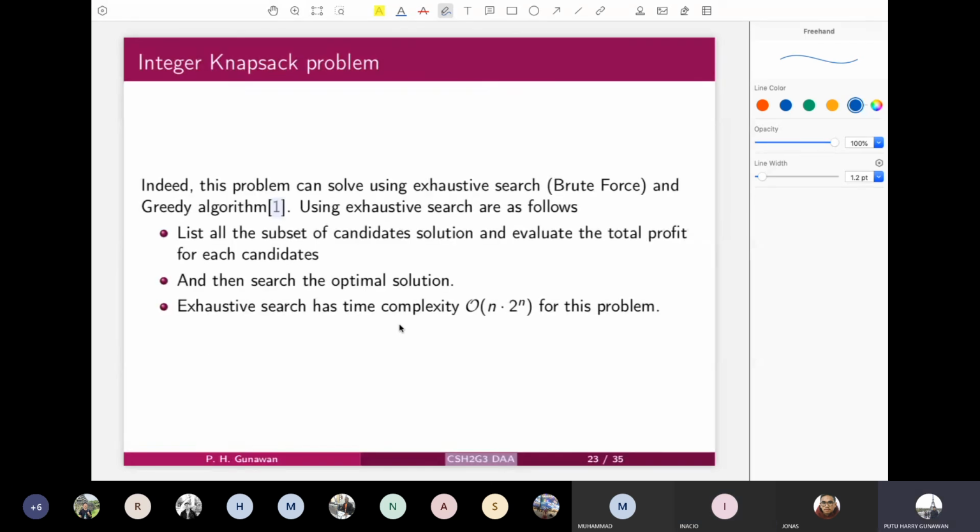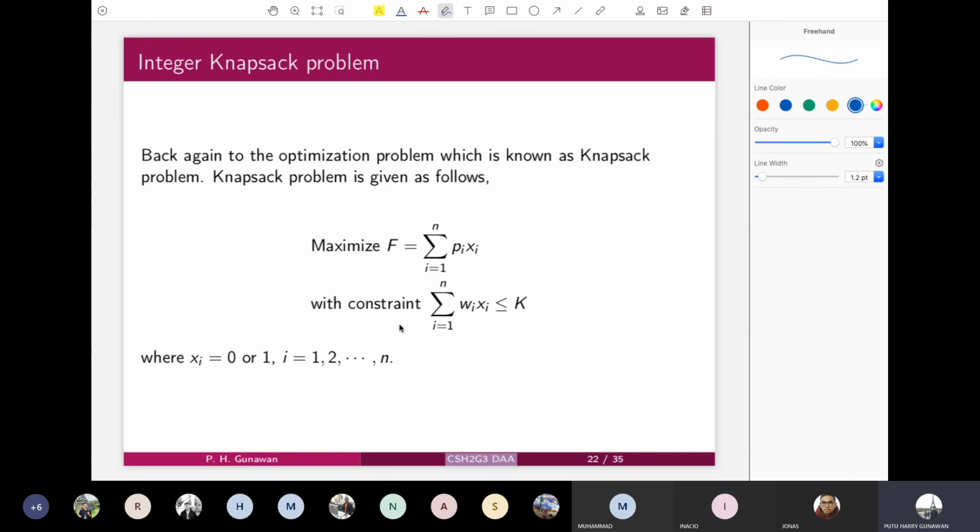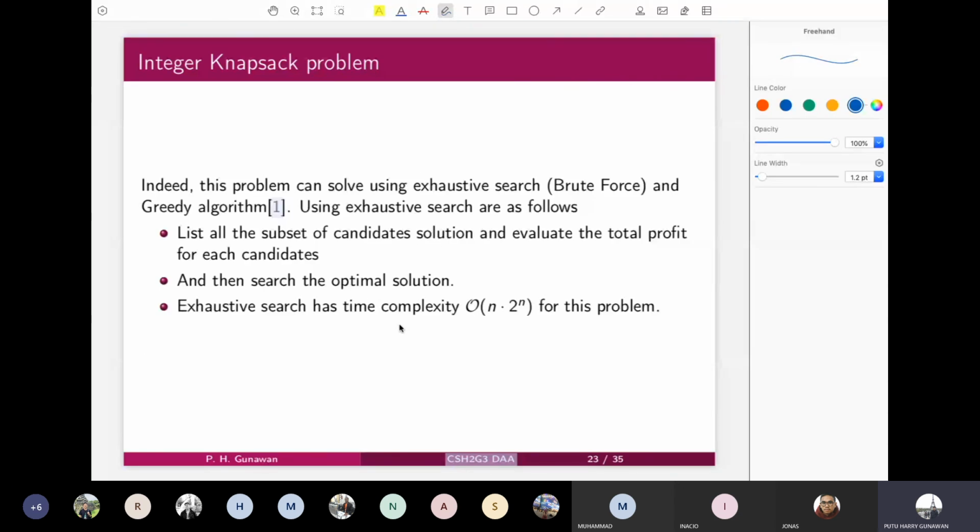The knapsack problem is similar to the previous one from the previous lecture. We need to maximize the profit, and we have a constraint: the capacity of our knapsack is K. We already studied the exhaustive search, listing the subsets of candidates and finding the optimal solution, which has time complexity n times 2 to the power n.